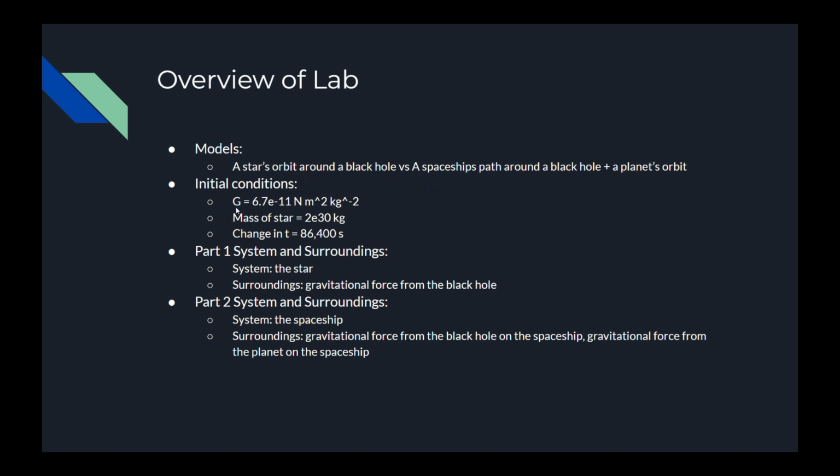And for the initial conditions, it's the gravitational constant and the mass of the star in Part 1 and the delta T, which are given in the lab instructions. For Part 1, the system is the star and the surroundings is the gravitational force from the black hole. Then for Part 2, the system is the spaceship and the surroundings is the gravitational force from the black hole on the spaceship and the gravitational force from the planet on the spaceship.